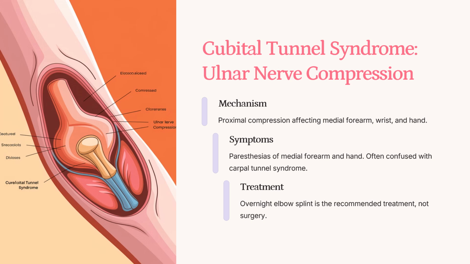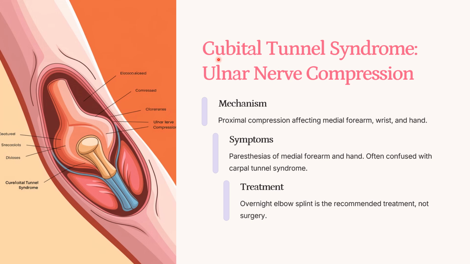When the ulnar nerve is compressed at the elbow, then it is known as the cubital tunnel syndrome. Cubitus means elbow, isn't it? So any compression at the elbow is the cubital tunnel syndrome. What we need to know here is that the patient will get paresthesias of the medial forearm as well as the hand. So previously in distal compression, we saw that they will be having paresthesias only in the hand and the wrist. But here they will be having paresthesias of the medial forearm too.